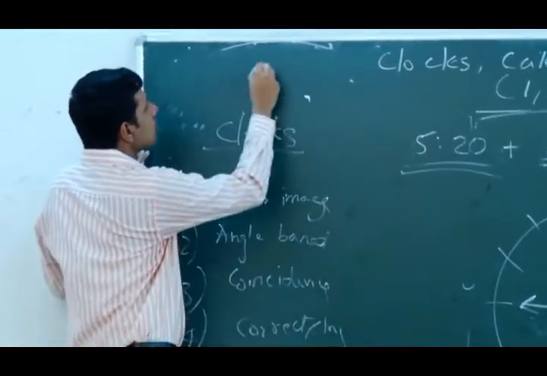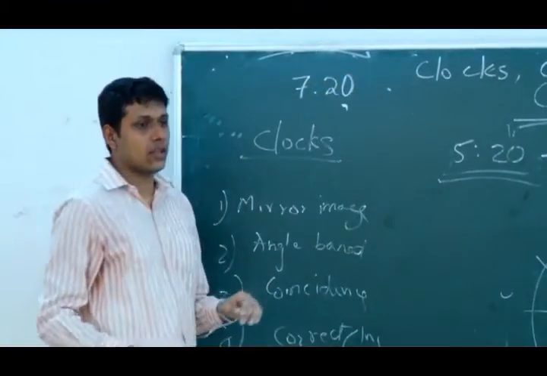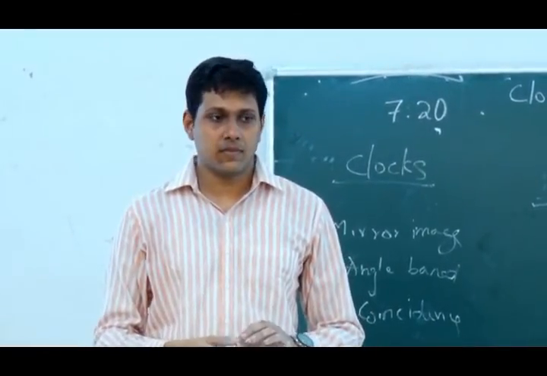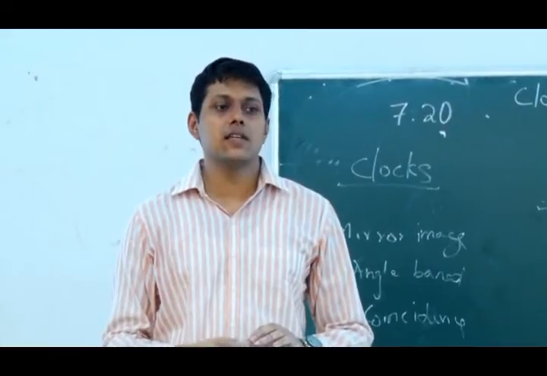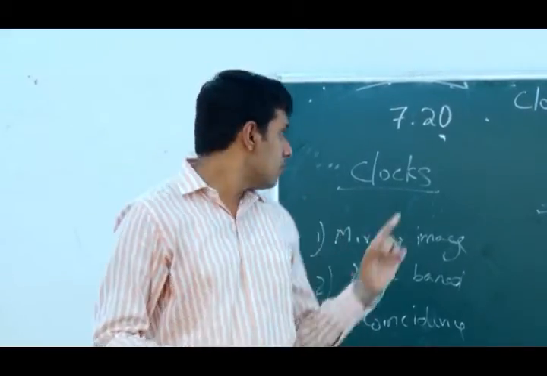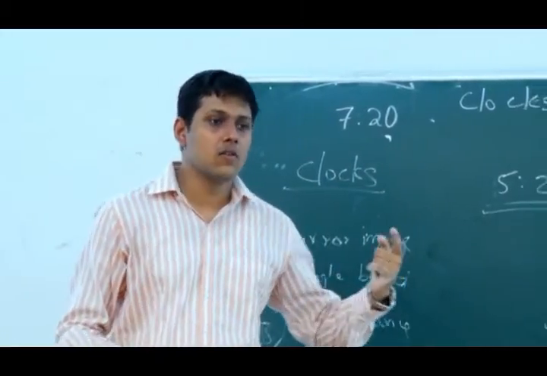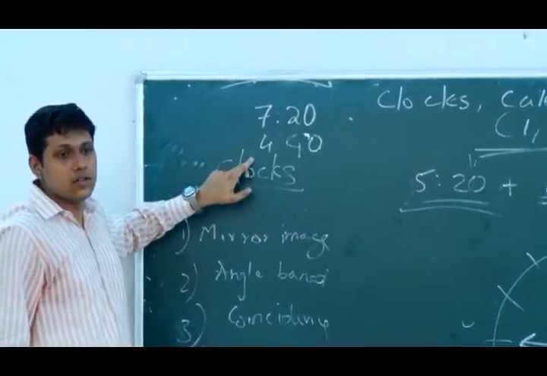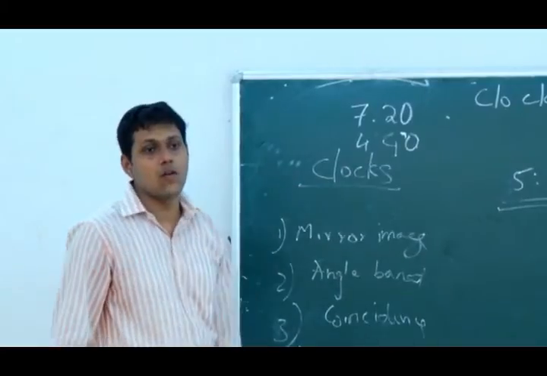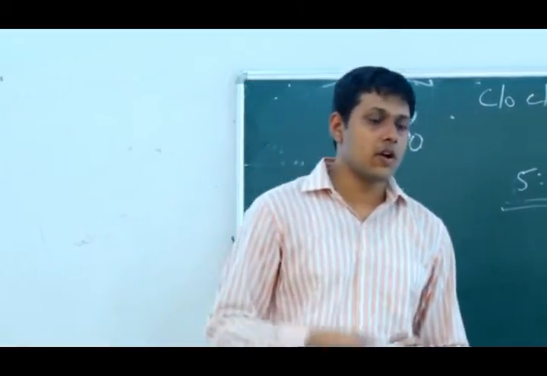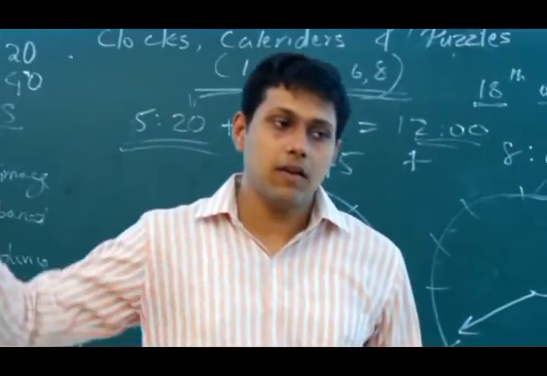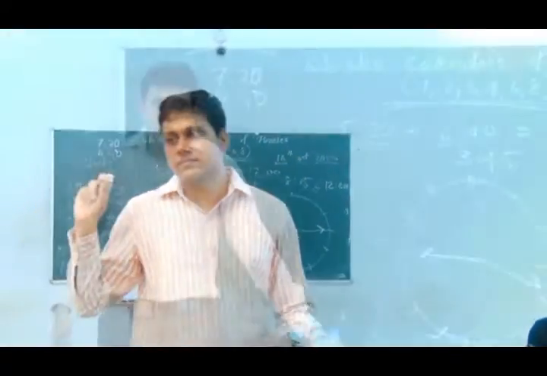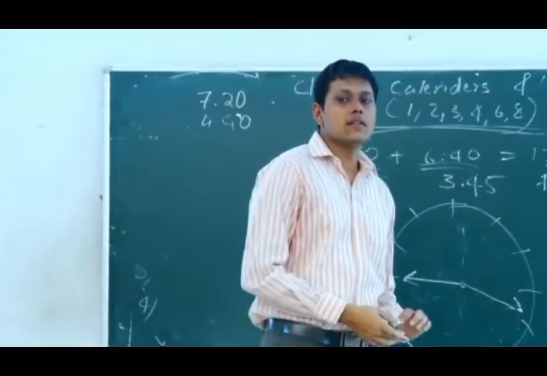So what is the mirror image of 7:20? The mirror image of 7:20 is 12 minus 7:20, so it will be 4:40, because when you add them you get 12: 7 plus 4 is 11, 20 plus 40 is 1 hour, 11 plus 1 is 12. So you don't have to draw the clock; just remember 12 minus whatever is given, and that will give you the mirror image. Clear?